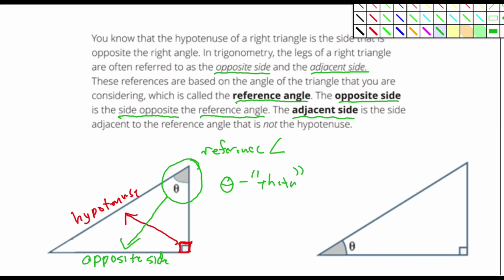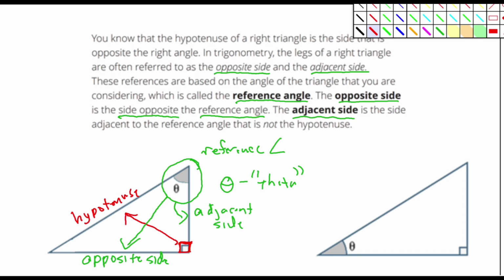Perfect. And then it says the other side, the adjacent side, is the side that is adjacent, or next to, the reference angle that is not the hypotenuse. So the other side, the one right next to it that is not the hypotenuse, because there is a hypotenuse next to it, but the one that's not is called the adjacent side. And that's going to be the key to doing all these problems. As you go through this lesson, it's going to be important. Obviously, we should know where the hypotenuse is.